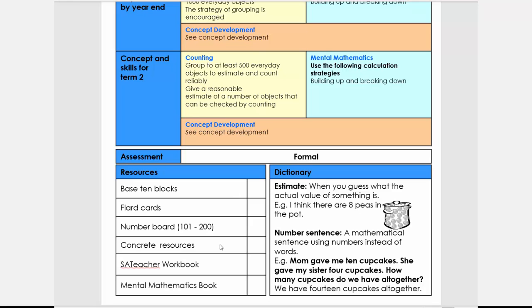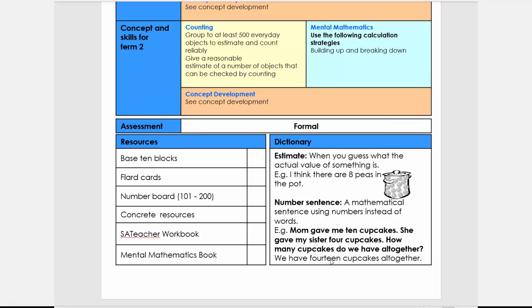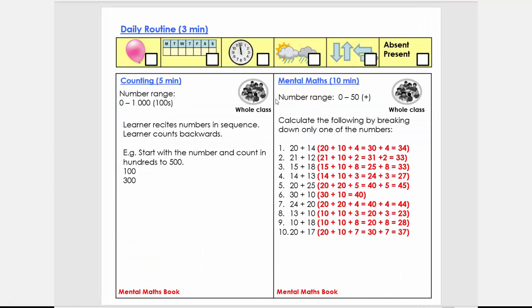You need to plan and prepare your resources, and then the dictionary words for you as parent and teacher to have a better understanding of what we're going to do. Please look here at the problem solving or the word problem as well, and do some of these with your child. Then we're going to come to the daily routine today. So the daily routine, I want you to pause. I want you to ask the daily routine questions.